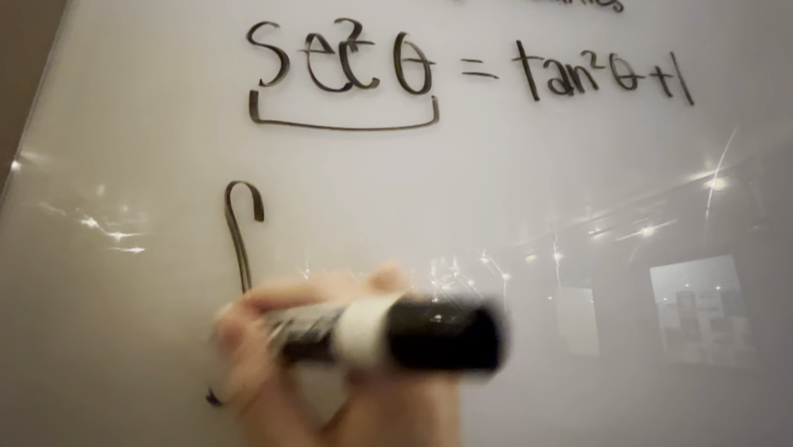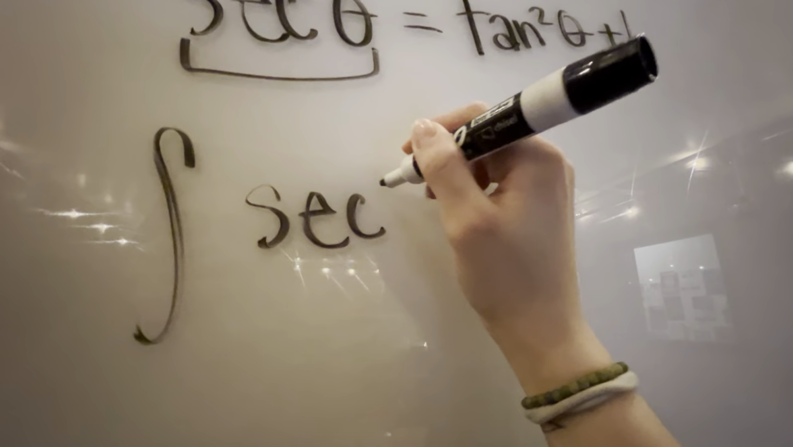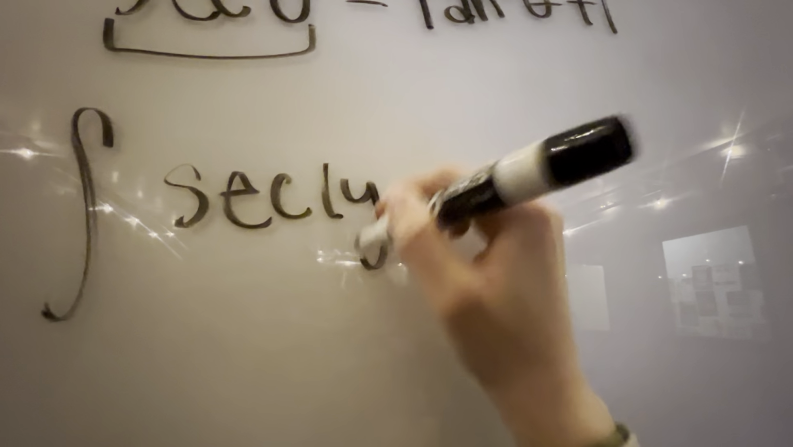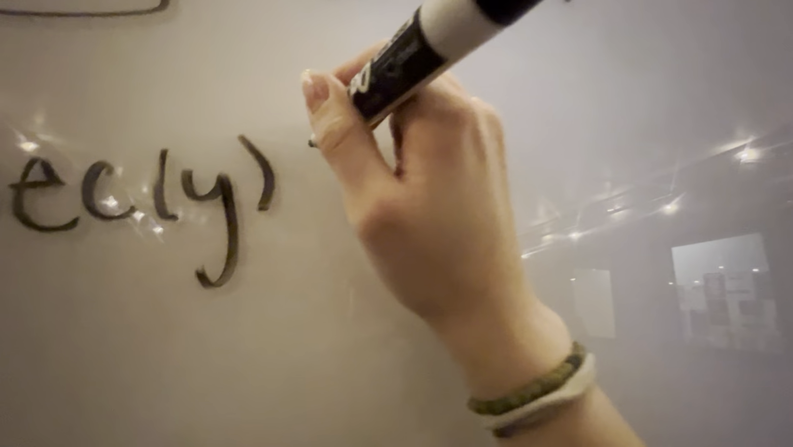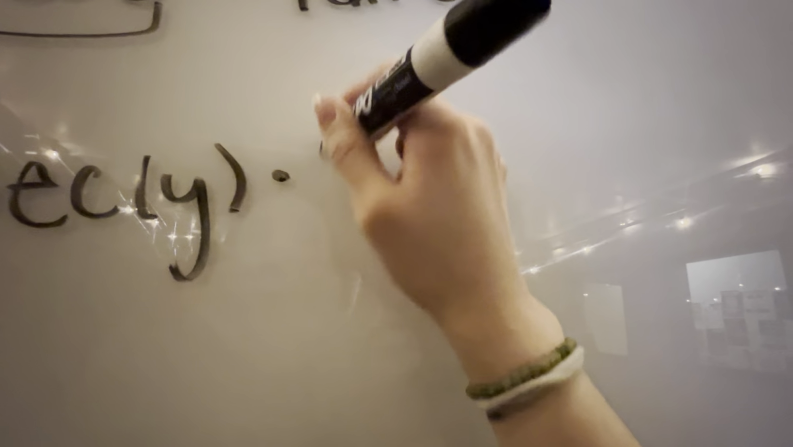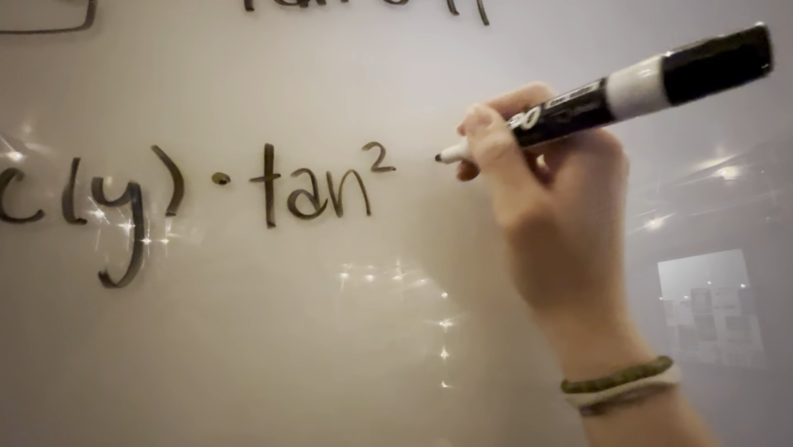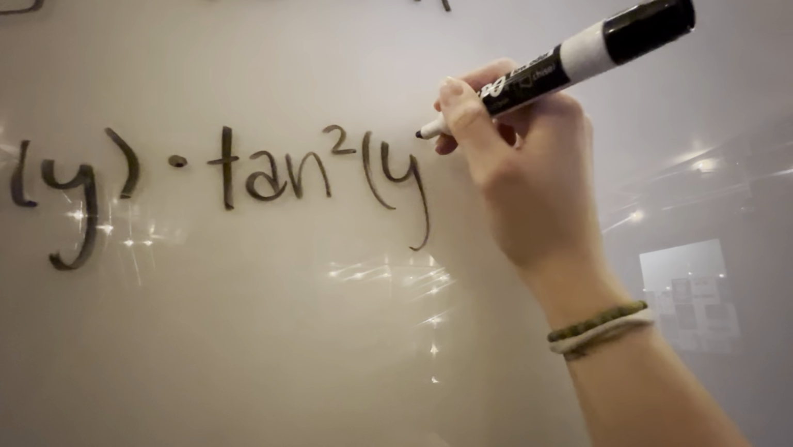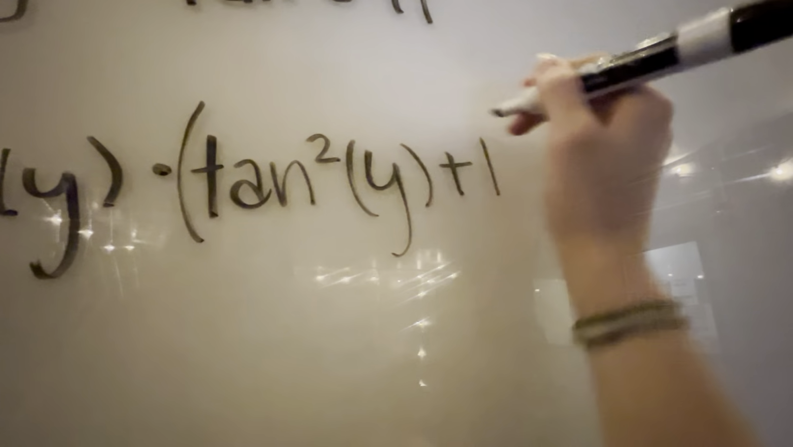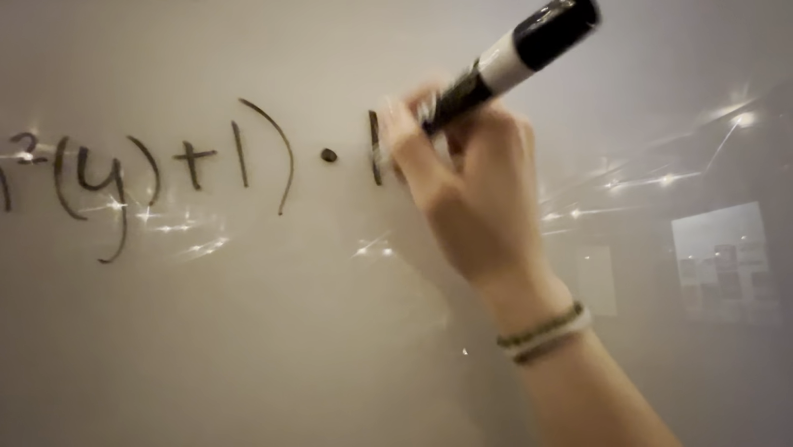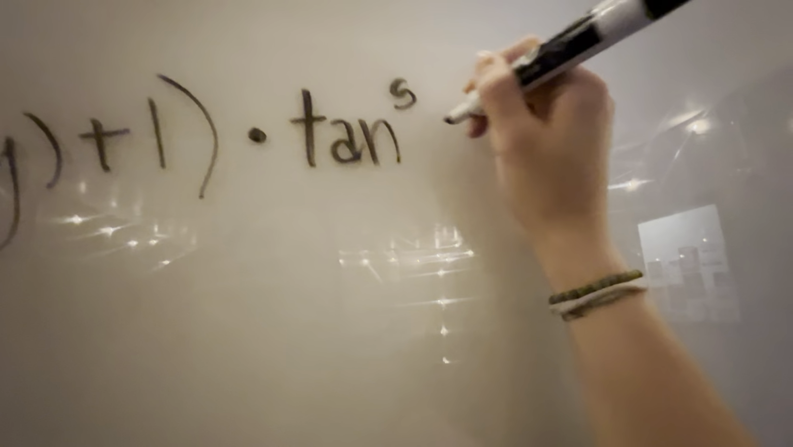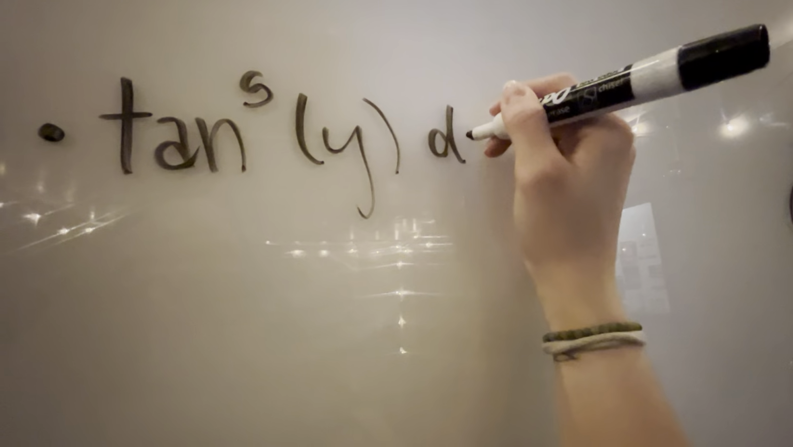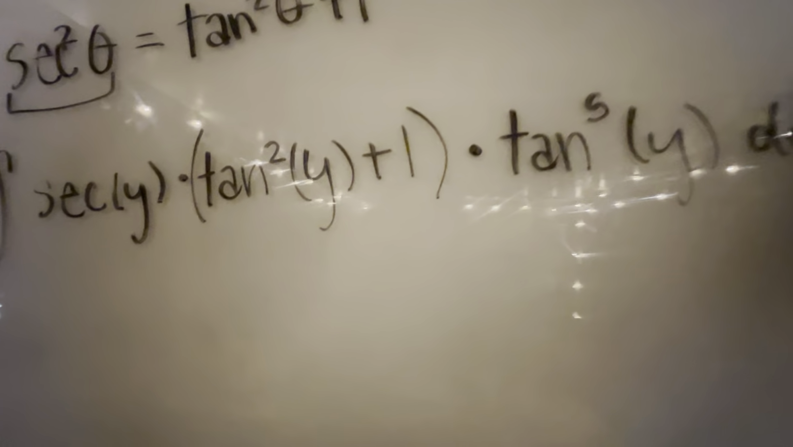So if we have secant squared, then we can make this secant of y times tangent squared y plus 1 times tangent to the 5th y dy. Okay, so I think I'm wrong, so I'm gonna erase this and we're gonna try a different method.